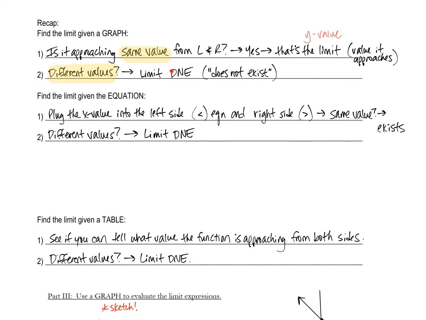So let's be politically correct with our calculus lingo here. You don't say things like no solution or impossible or empty set or anything like that. You actually technically say the limit DNE. Remember, that means does not exist.